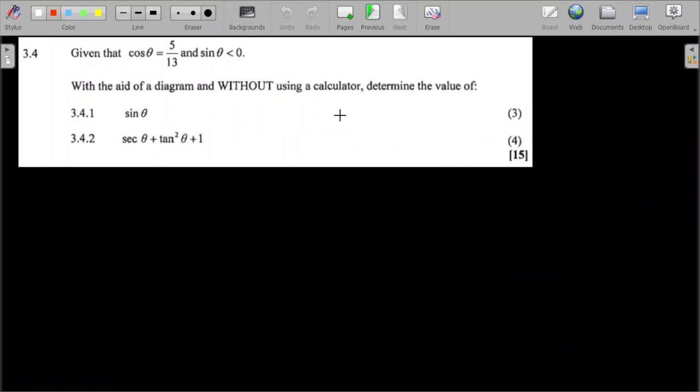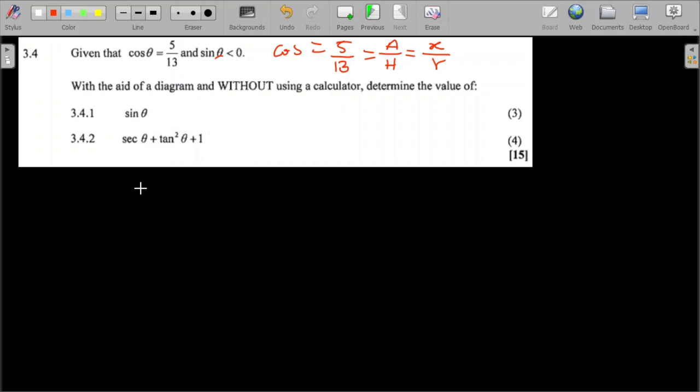It's given that cos theta is equal to 5 over 13. Remember now, cos is adjacent over hypotenuse. Adjacent is x, in terms of x, y, and r, and hypotenuse is r. Now here the restriction they want to tell us is that sine theta is less than 0, which means that sine is negative.